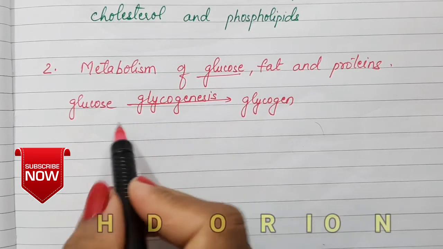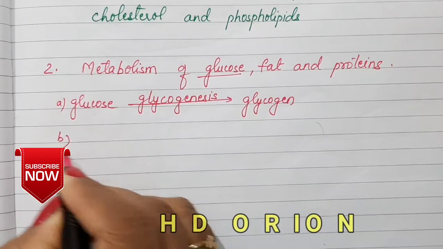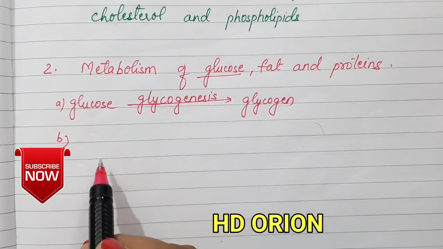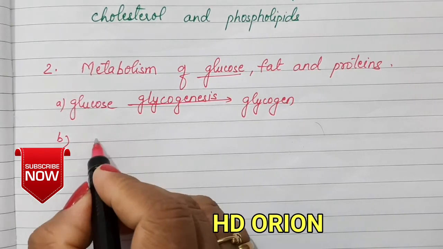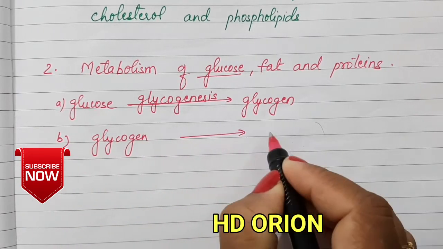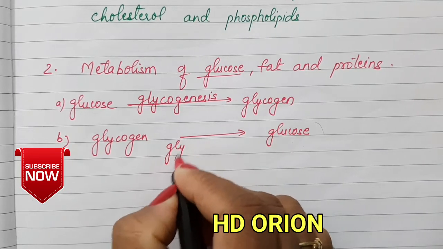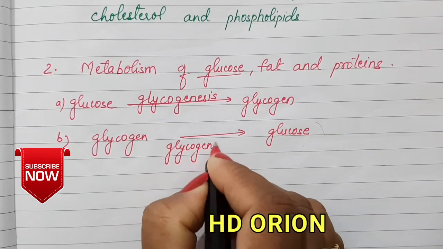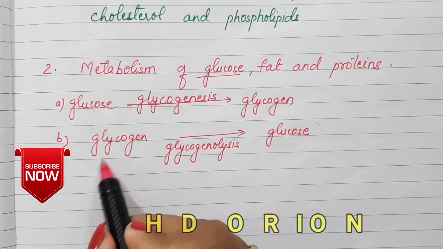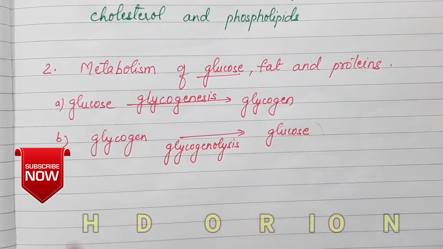The second metabolism of glucose is, this was the first one. The second one is that glycogen is also broken down when required. When there is improper intake of glucose, then the glycogen is broken down into glucose. This is by a process which is known as glycogenolysis. Lysis term is meant for breaking down. So glycogen is broken down in the liver and then the instant energy is provided by the glucose.